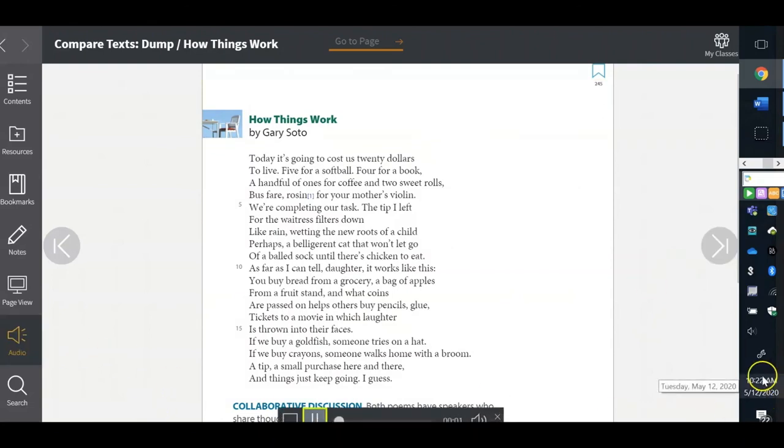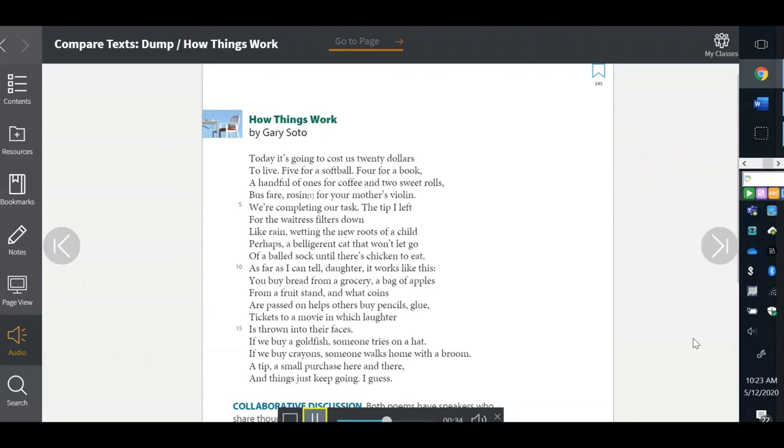How Things Work by Gary Soto. Today, it's going to cost us $20 to live. 5 for a softball, 4 for a book, a handful of ones for coffee and two sweet rolls. Bus fare, rosin for your mother's violin. We're completing our task. The tip I left for the waitress filters down like rain. Wetting the new roots of a child. Perhaps a belligerent cat that won't let go of a bald sock until there's chicken to eat.